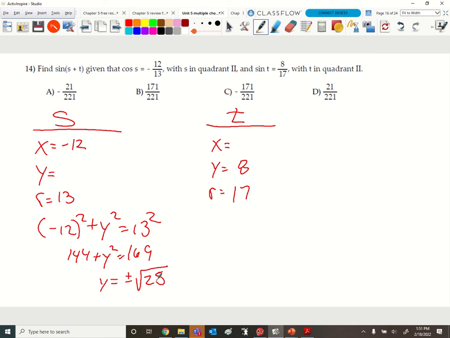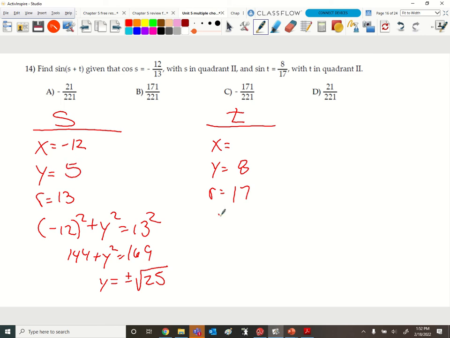What is the square root of 25? 5. Okay, so now it's still plus or minus, isn't it? It says that S is in quadrant 2. What do we know about the y value in quadrant 2? Positive. So that's a positive 5 here. Now we have to do it again.